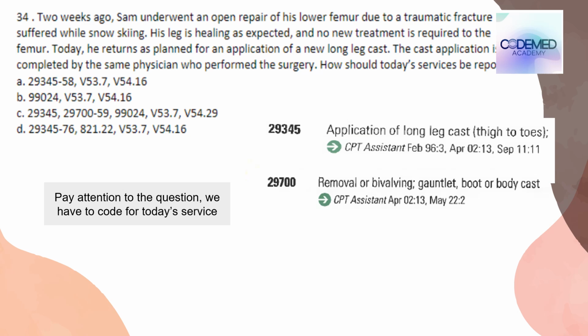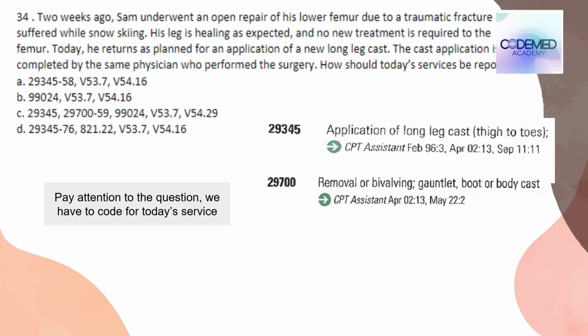Two weeks ago, Sam underwent an open repair of his lower femur due to a traumatic fracture suffered while snow skiing. His leg is healing as expected, and no new treatment is required to the femur. Today he returns as planned for an application of the new long leg cast. The cast application is completed by the same physician who performed the surgery. How should today's service be reported? So they have told you to code for today's service, and today's service is in no way related to the fracture treatment, because the fracture treatment happened during his last visit. Today he came for the application of the new long leg cast, and you have all the codes.